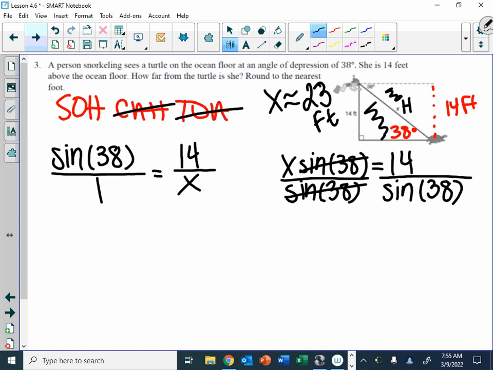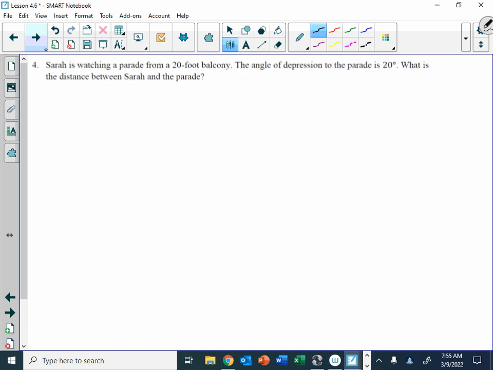Now we have to come up with a picture ourselves. Take it piece by piece. One thing I want you to change real quick, I forgot to change it. The angle of depression is 47 degrees, not 20. So change that on your paper. I apologize, it's a typo on my end.